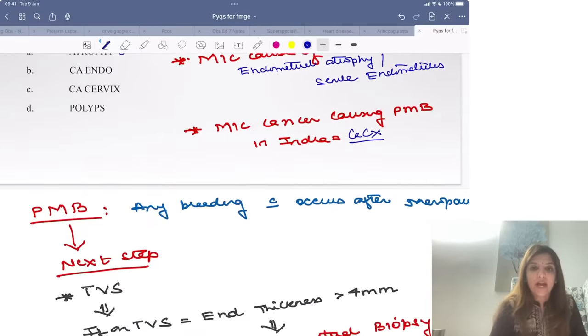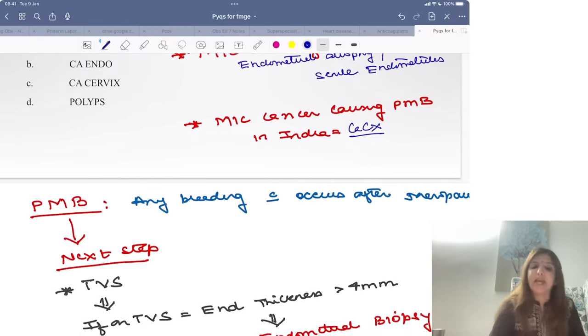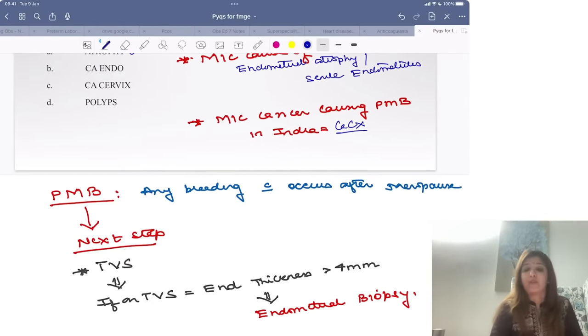What do you understand by PMB? PMB is any bleeding which is happening after menopause. So you people have understood it wrong. Some say bleeding after 6 months is PMB, or bleeding after 1 month is PMB. No. Any bleeding which is happening after a patient attains menopause, that is postmenopausal bleeding.